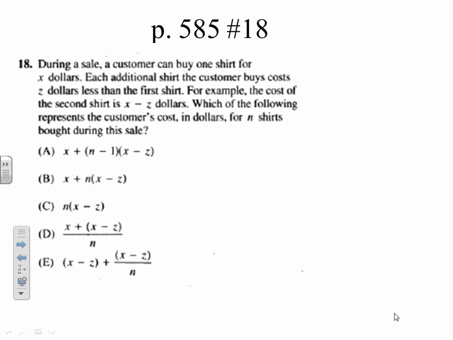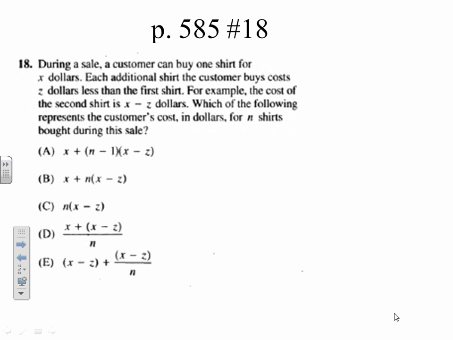This is question 18, page 585. This is test 4, section 3. So it says, during a sale, a customer can buy one shirt for X dollars. Each additional shirt the customer buys costs Z dollars less than the first shirt. For example, the cost of the second shirt is X minus Z dollars. Which of the following represents the customer's cost in dollars for N shirts bought during the sale?